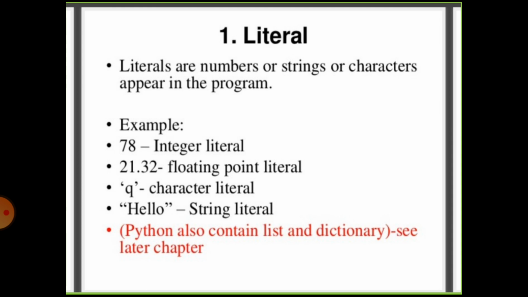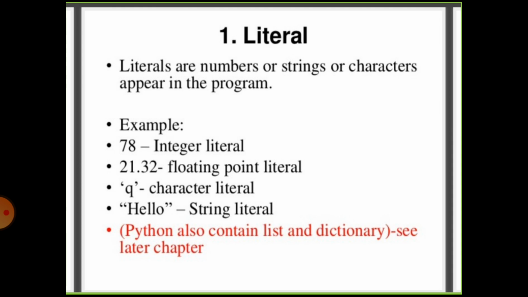The next topic is literals. What are literals? Literals are data items that have a fixed value. Python allows several kinds of literals, given below. Literals are numbers, strings, or characters that appear in the program. There are the following types of literals. String literals: a string literal is a sequence of characters surrounded by single, double, or triple quotes. Types of string literals are single-line string literals and multi-line string literals. Numeric literals are numeric values, and these can be integer literals or floating point literals.